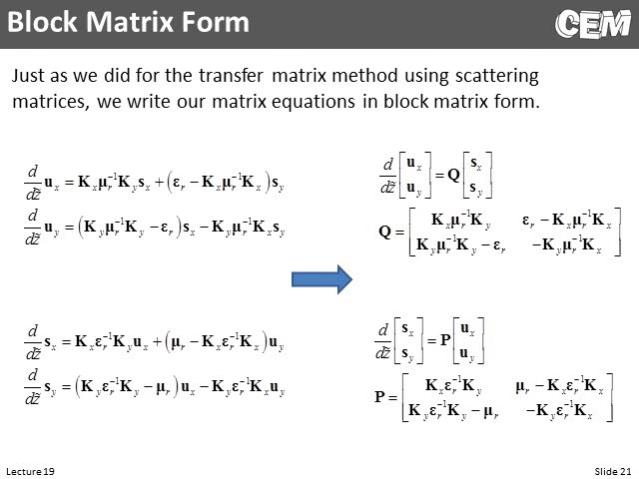Now we're going to put these in block matrix form. So we'll take these first 2 equations from our previous slide, and we can write them in block matrix form this way. So out comes a matrix Q, which we've collected all these coefficients. It has our diagonal K matrices as well as our convolution matrices, epsilon and mu. We'll take the second set of 2, and we'll write it this way with this big ugly matrix P.